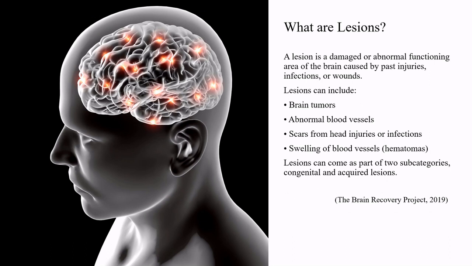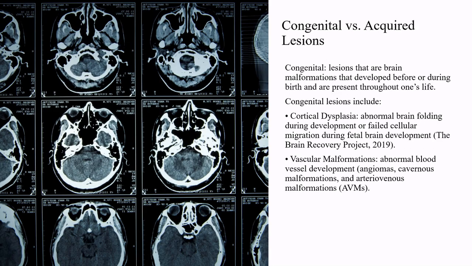A lesion is a damaged or abnormal functioning area of the brain caused by past injuries, infections, or wounds. Lesions can include brain tumors, abnormal blood vessels, scars from head injuries or infections, swelling of blood vessels. Lesions can come as part of two subcategories, congenital and acquired lesions.